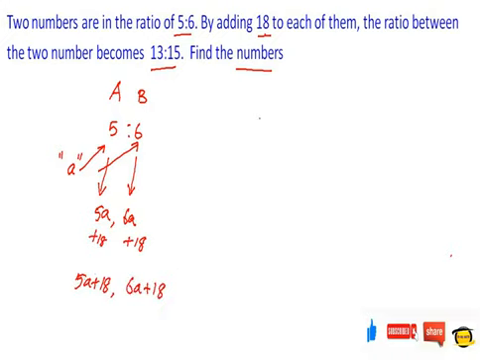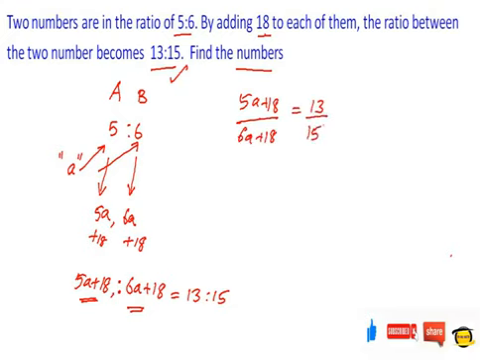Now once we add this 18, the ratio between the two numbers changes to 13:15, right? Which means the ratio between these two terms is equivalent to 13:15, right? And we know that we can rewrite ratios in terms of fractions. So we'll do that. So (5A plus 18) divided by (6A plus 18) is equivalent to 13/15, right? So in order to find out the numbers, first we need to find out the value of A.